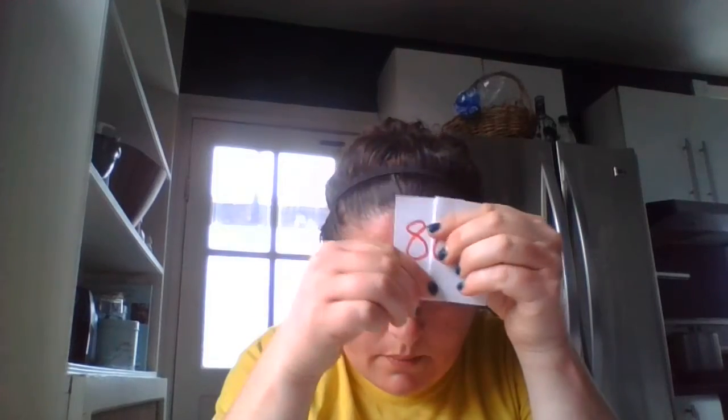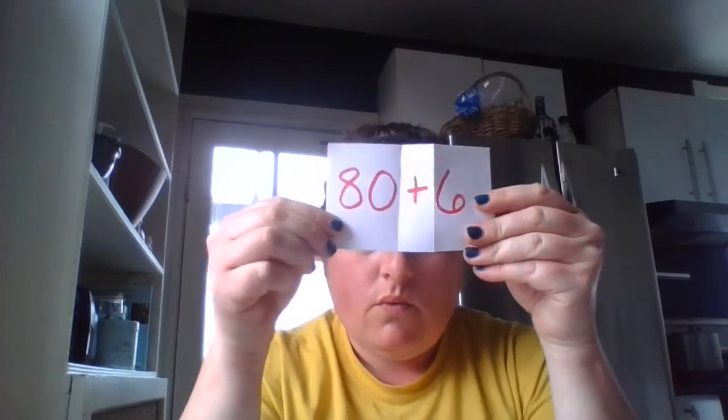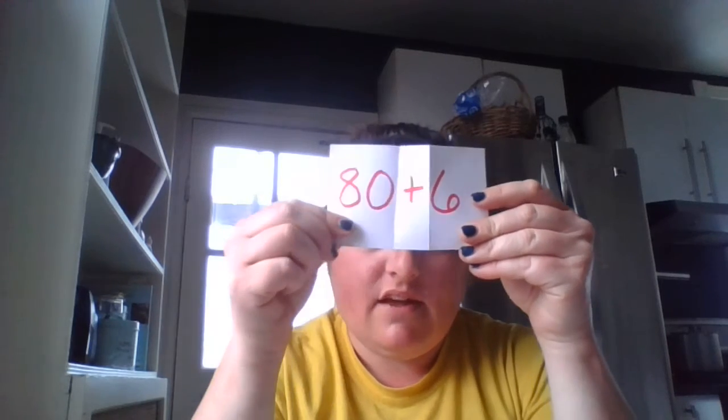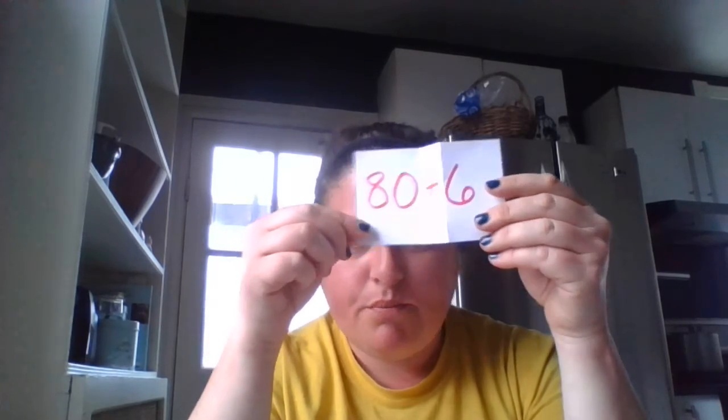All right, let's look at our family of 80s numbers. Let's break down 86. When we expand 86 and we're really stretching it out, we can see that 80 plus 6 equals 86. And this is going to help you when you get into adding larger numbers.